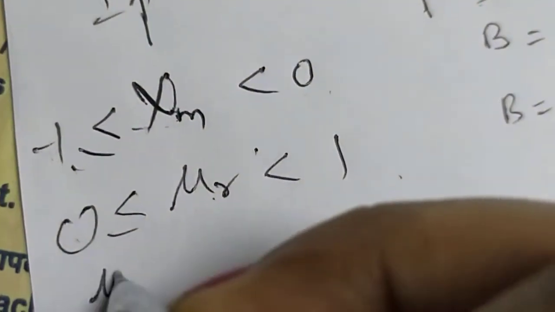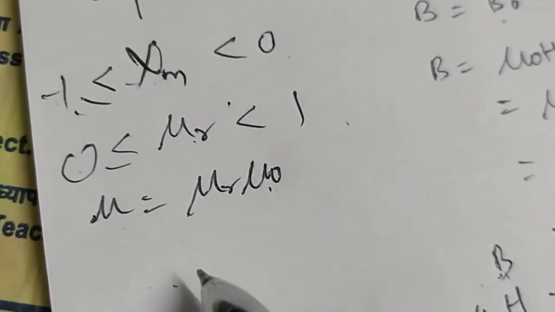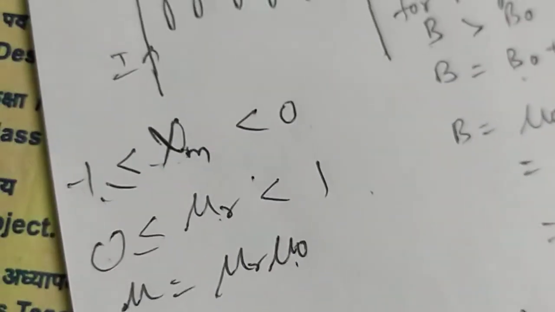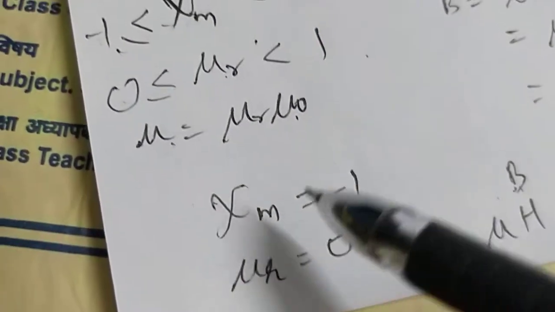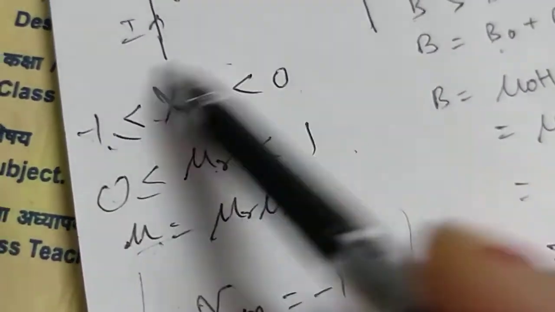Your mu is equal to mu r mu naught. That means your mu will be less than mu naught, because mu r is less than 1. Examples of diamagnetic material are bismuth, copper, and lead, etc. Superconductors are also diamagnetic, perfect diamagnetic material. For a perfect diamagnetic material, xi m is equal to -1, and then mu r is equal to 0. And if mu r is equal to 0, your mu will be equal to 0 for a perfect diamagnet only.